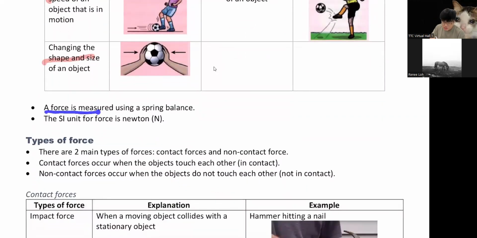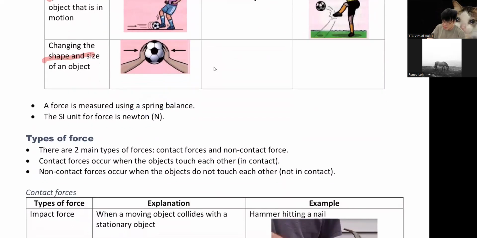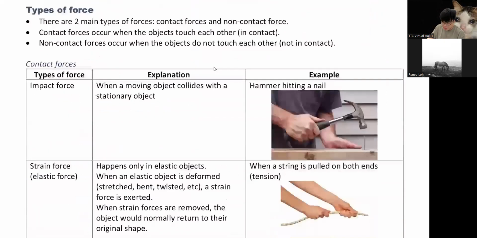So how do we measure a force? A force is measured using a spring balance. You know what is a spring balance? 那个叫做弹簧秤。Do I have a spring balance here? No, I don't.